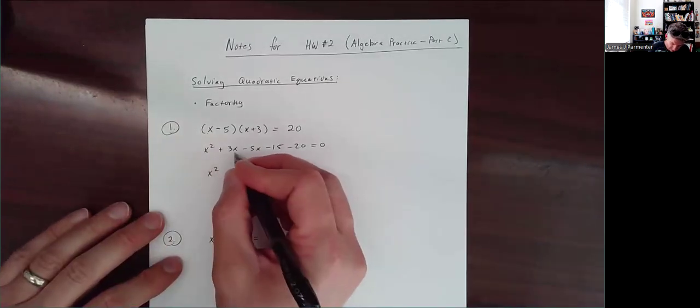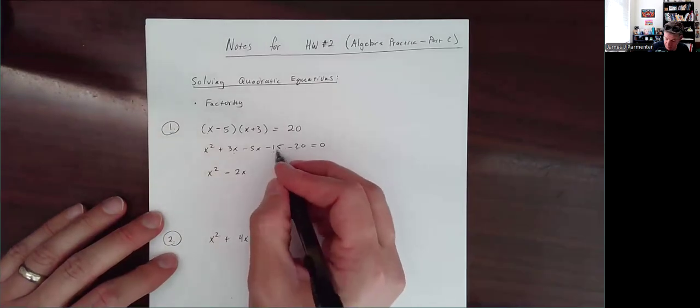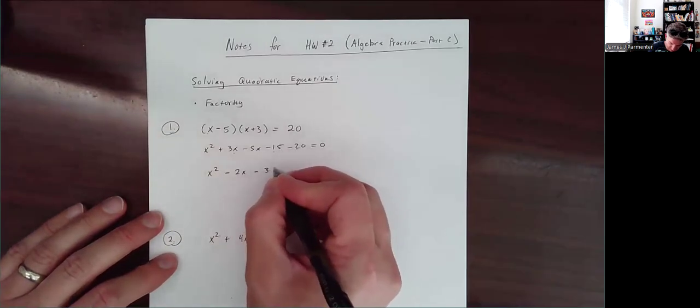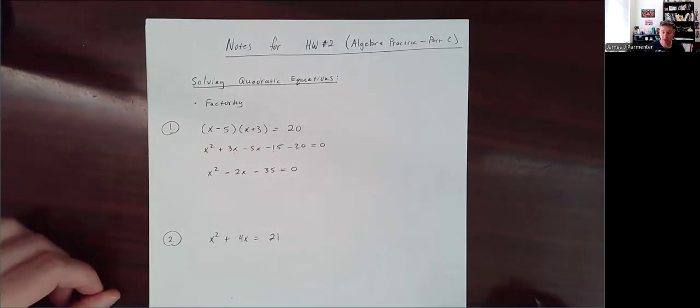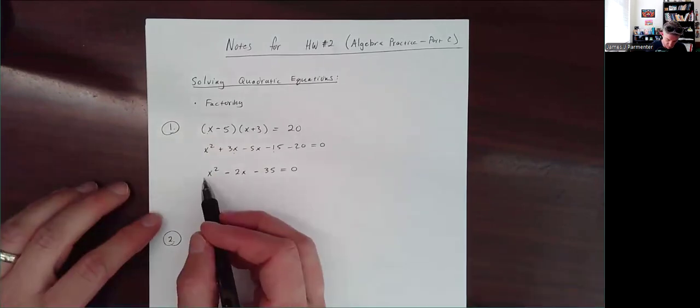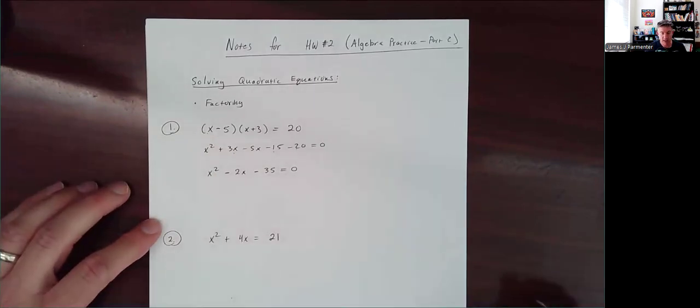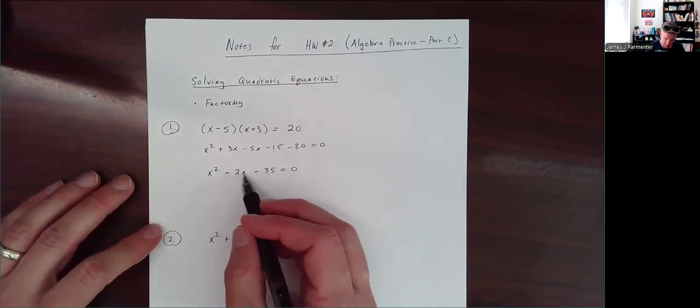X squared. 3x minus 5x is minus 2x. Negative 15 minus 20 is negative 35. Still equal to 0. And then we're going to factor. So one way of factoring that works nicely when you have a 1 as your coefficient of x squared is you look for numbers that multiply to negative 35 and add up to the coefficient of x, which is negative 2.